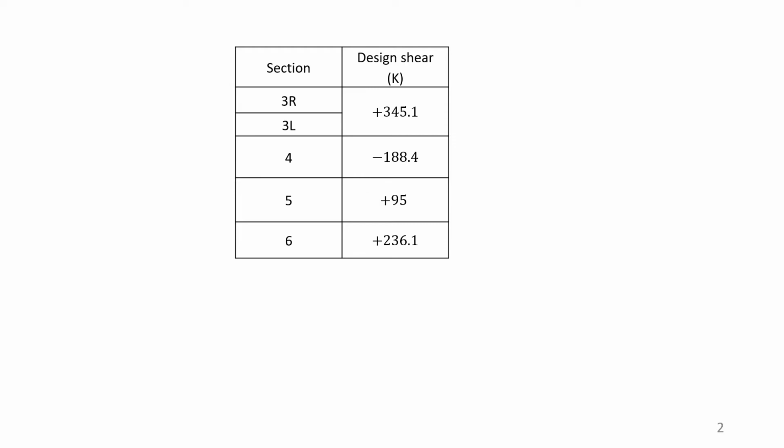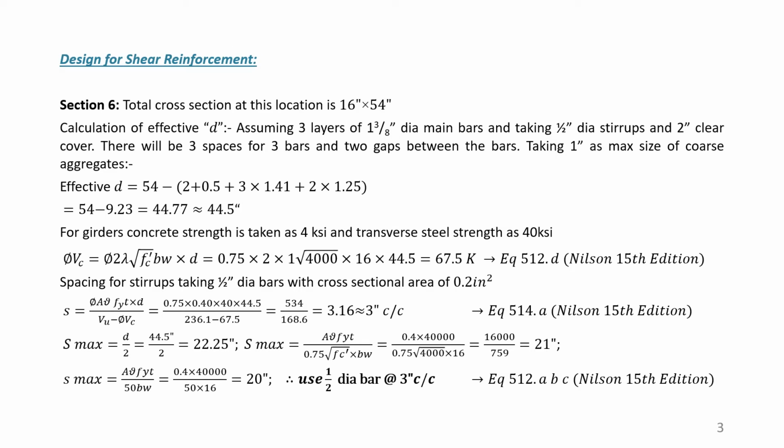Now in the design we will be starting from the 0.6. At 0.6, as we have previously decided, the 0.6 cross section is 16 inch into 54 inch total. Total depth is 54 inch and width is 16 inch. And now we have to calculate the effective depth for designing the shear reinforcement and the steel main reinforcement.